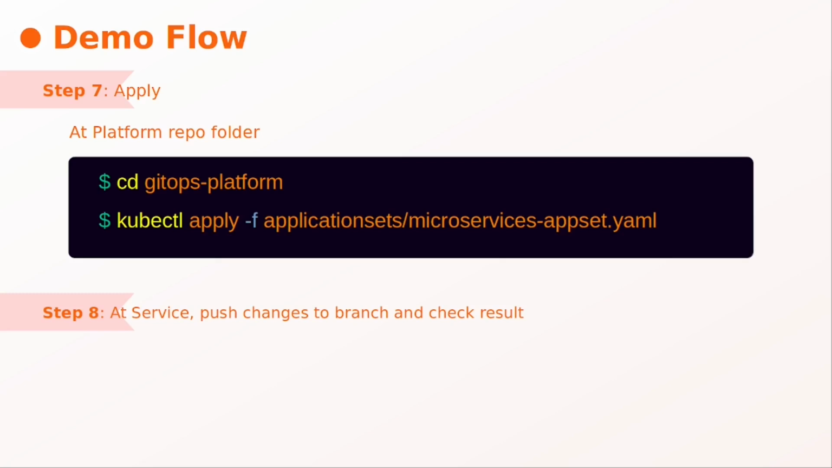Step 8. Push code and observe. Finally, go to one of the service repositories and push a change to a branch. This will trigger the full pipeline. 1. CI builds a Docker image. 2. Push it to Docker Hub. 3. Update values YAML file in gitops-platform. 4. ArgoCD detects the change. 5. Files automatically sync to Kubernetes. 6. Deploy the new version. You can monitor everything in the ArgoCD UI in real time.